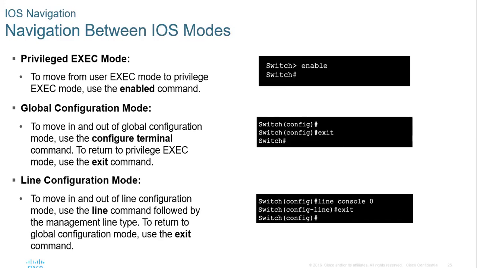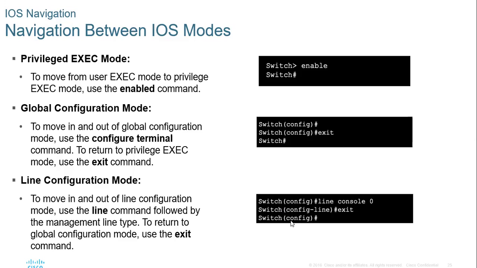To move in and out of global configuration mode, use the configure terminal command. To return to the privilege execution mode, use the exit command. Line configuration mode: in line configuration mode, we go to switch(config)# line console 0, then it will come to switch(config-line)#. Type exit, and we will exit from that.